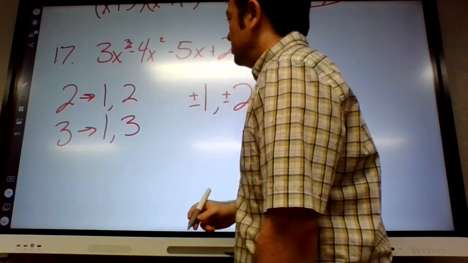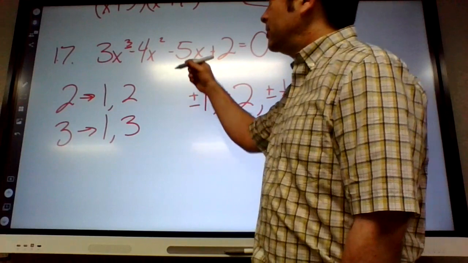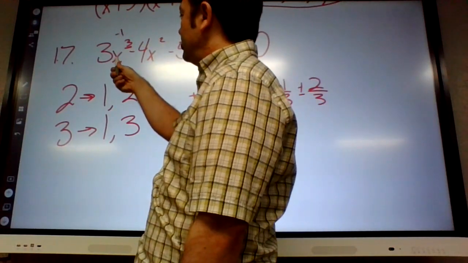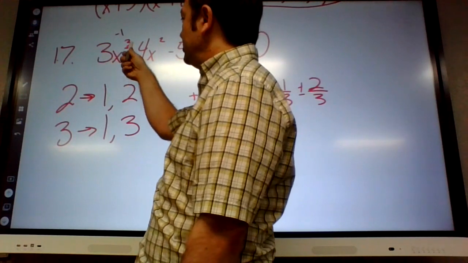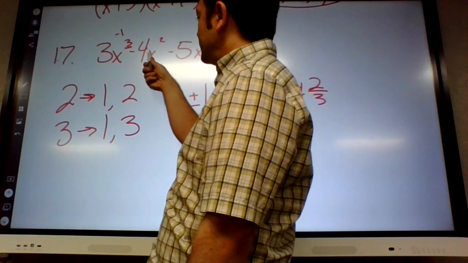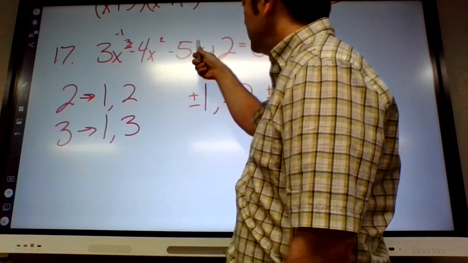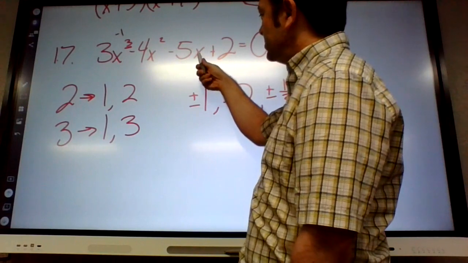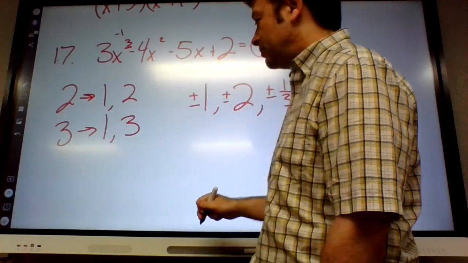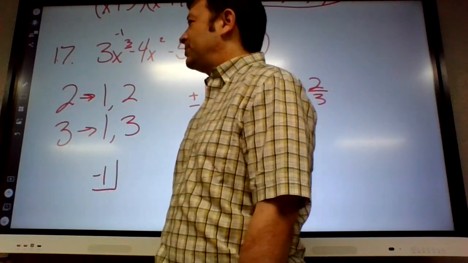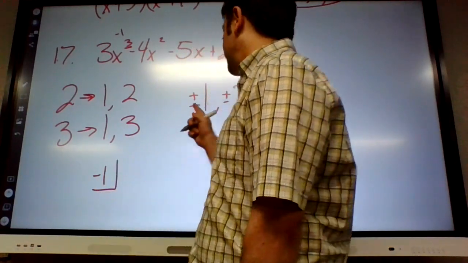Nope, that doesn't work. Okay, I'll plug in -1. When you plug in -1, cubed would be -1, so this would be -3. This would be positive 1 times 4 is minus 4 is -7. Plus 5 is -2 plus 2, yeah, -1 works. You gotta be careful, because if you screw up, then you'll not find it, and you'll keep going down the list.